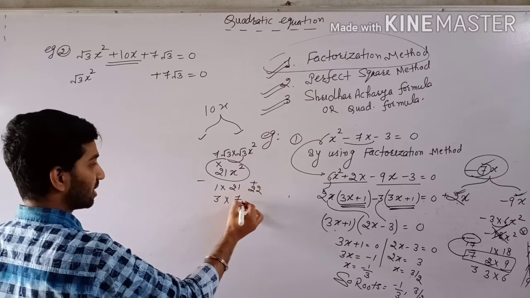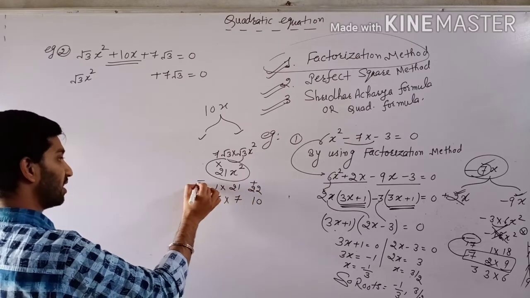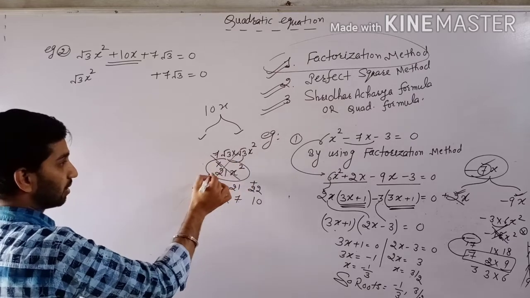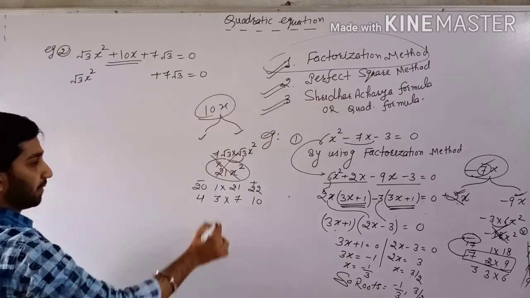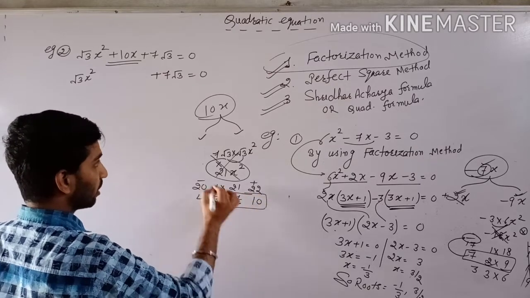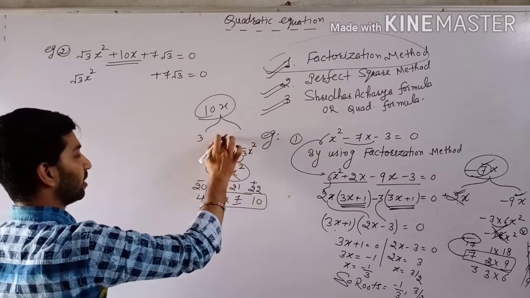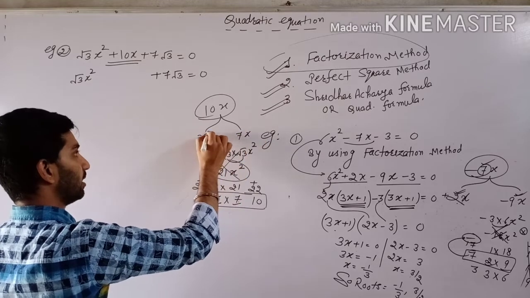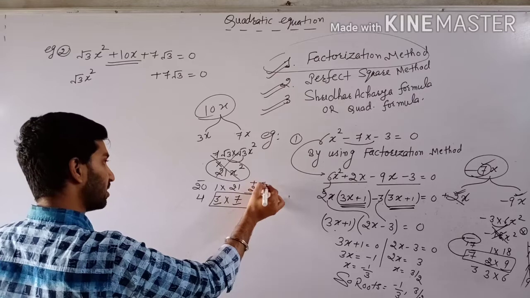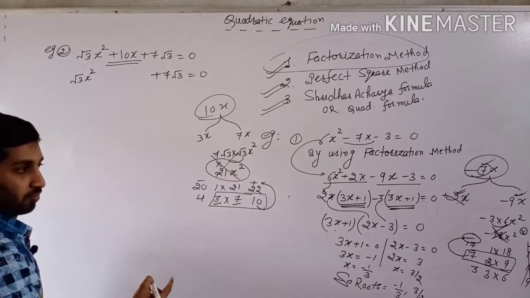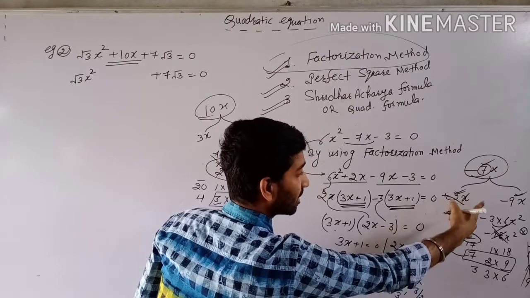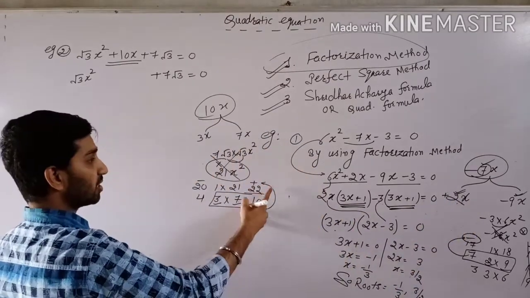21 plus 1 is 22, 7 plus 3 is 10. 21 minus 1 is 20, 7 minus 3 is 4. It is completed. Now we want 10, so we take 10 here. So we take two numbers 3 and 7 multiplied by x. Now check that 10 is on the positive side. Here 7 is on the negative side, it means one is positive and one is negative. Here 10 is on the positive side.